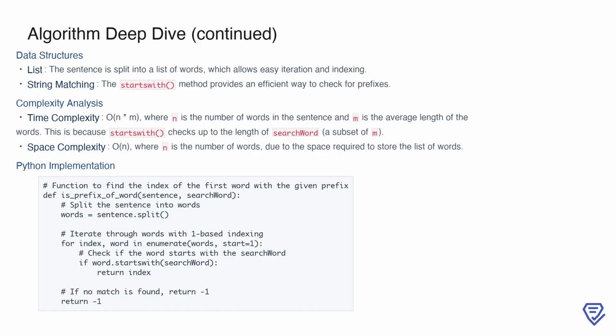Finally, here's the Python implementation of the algorithm. We define a function, prefixOfWord, that takes a sentence and a search word as inputs. The sentence is split into words using the split method. We then iterate through the list of words using enumerate, starting the index at 1. For each word, we check if it starts with the search word using startswith. If a match is found, we return the current index. If no match is found after the loop, we return -1.